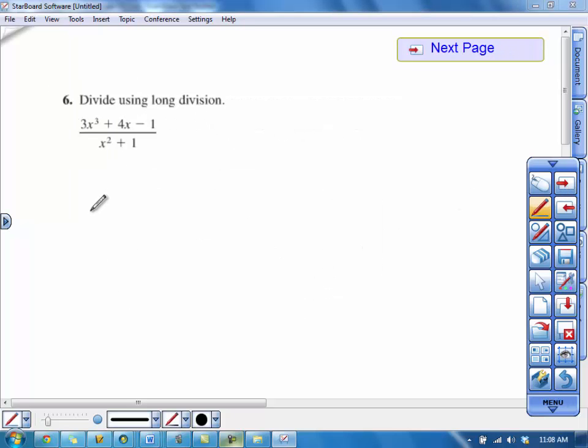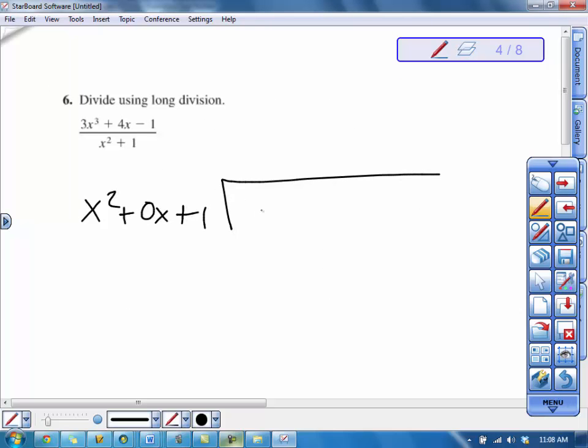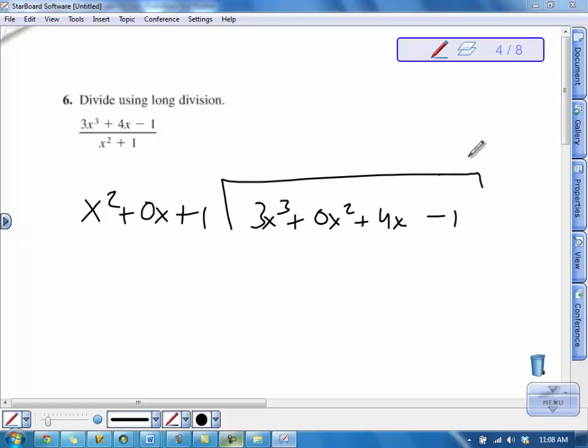Okay, know how to do long division. So this is x squared plus 0x plus 1. I'm going to divide that into 3x cubed plus 0x squared plus 4x minus 1. Okay. So multiply by x squared to get x cubed. That'd be x times x squared gives x cubed and make it 3x. 3x times x squared gives 3x cubed. Follow through now. 3x times x gives 0x. And I'm sorry, 0x squared. 3x times 1 gives me 3x.